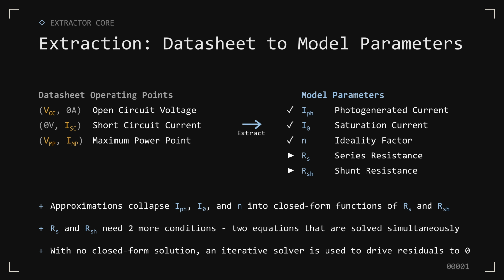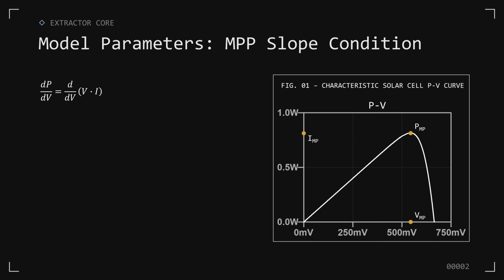The first condition we'll derive is the slope at the maximum power point. Previously, we've been looking at the current versus voltage curve, and the plot here instead shows the power versus voltage curve, with a clear peak at max power. By Fermat's theorem, the peak is a critical point, and the derivative of the curve at that point equals 0. So this condition is already in residual form.